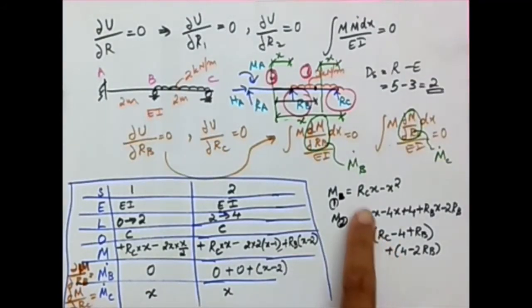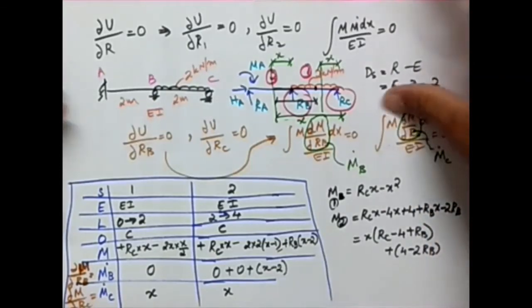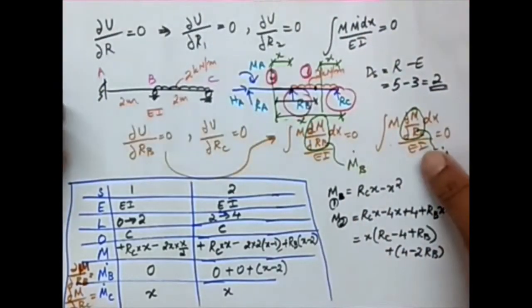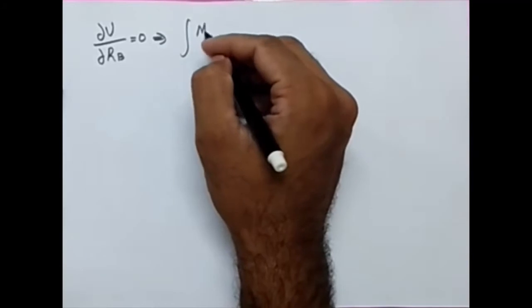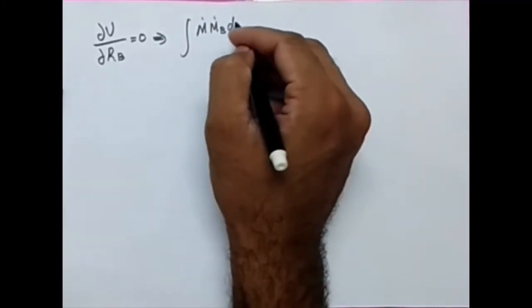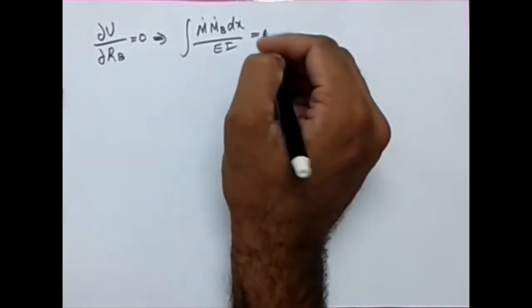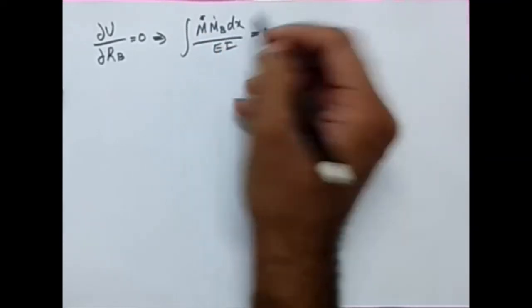So we have the expression for m1, m2, and we have the m dot b and m dot c values. Now let's try to calculate it. So we are continuing with the calculation. So I'm keeping the first page apart. So now we have two statements. Statement 1 is dou u by dou rb equal to 0, which implies integral m dot b dx by ei equal to 0.